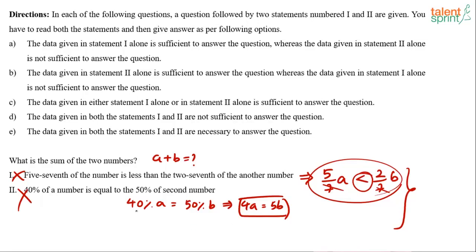And you don't have to write these steps. I'm repeatedly telling you, don't write all these steps. You should be smart enough to read the statement and decide whether it is making sense or not, whether it will give you the answer or not. So the answer again would be D. Data in both the statements are not sufficient to answer the question.